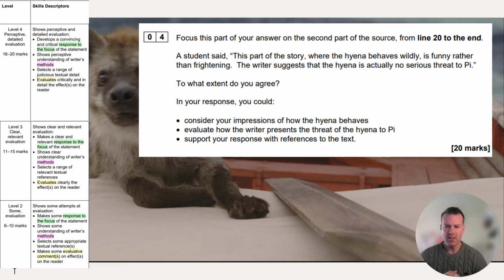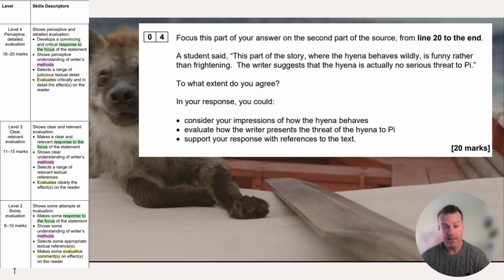So, what is this question actually asking you to do? Well, it's actually asking you to evaluate. Do you agree with this statement or not? And how do you know? What evidence have you got to make your evaluation? And it has to be your evaluation. You have to come up with some sense of whether you agree with what the student said or not.